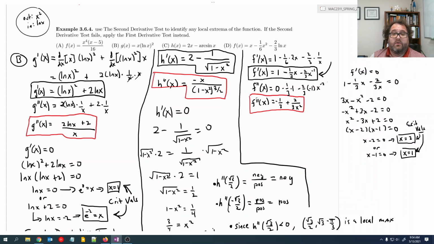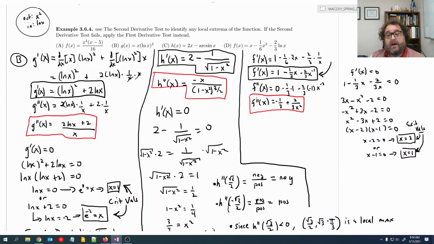But consider the original function. 0 is not in the domain of the original function either, because the domain of the original function is positive numbers. Why is it positive numbers? Because it has a natural log in it. And the domain of that natural log function is positive numbers. So 0 is not in the domain of the derivative, but it's not in the domain of the original either. So we don't have any additional critical values. That is, there's no cusps or vertical tangent lines. Okay, we just have our 2 critical values, 1 and 2.